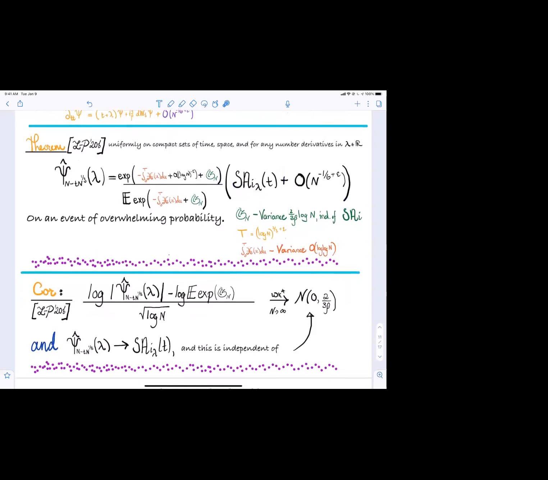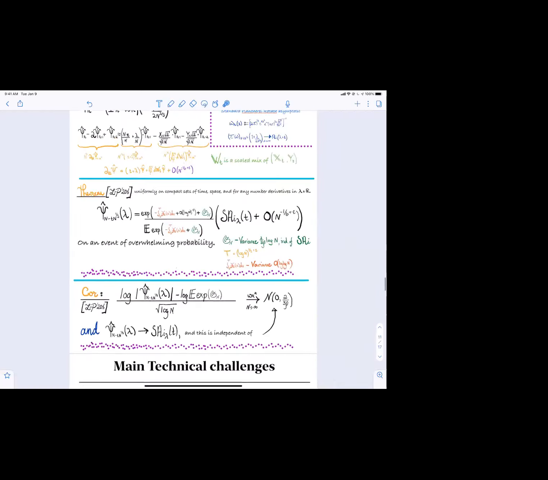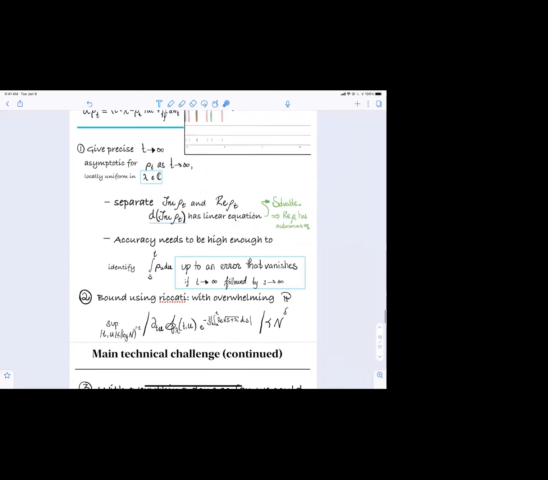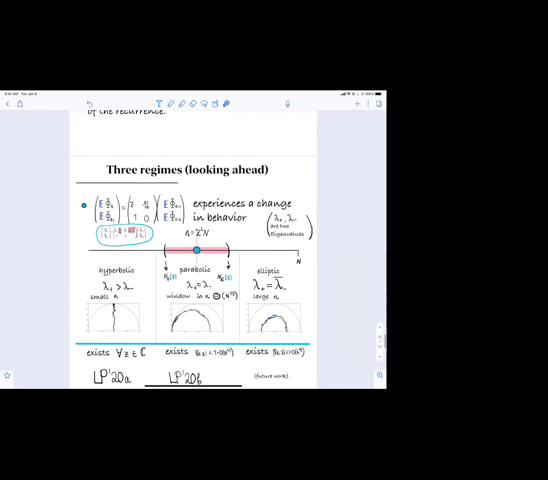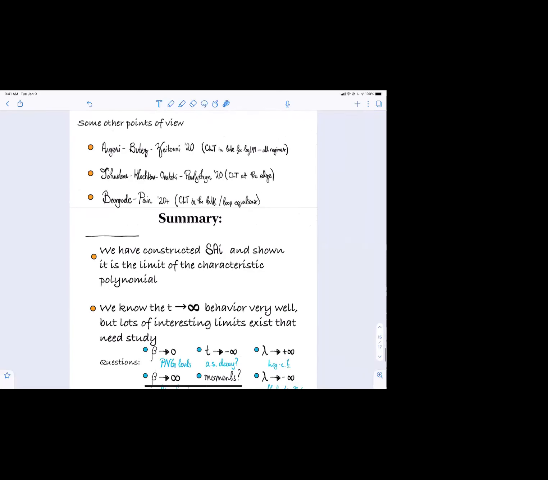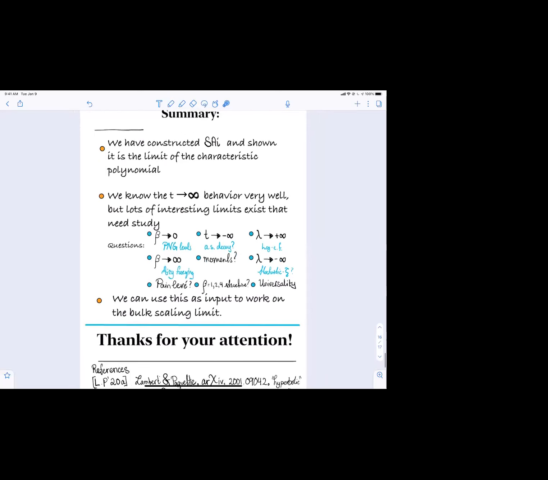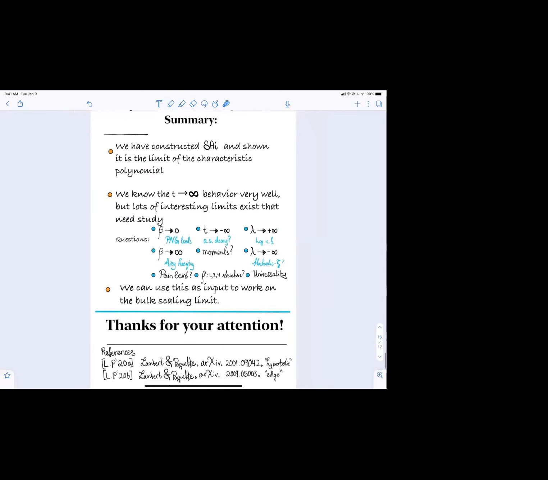Okay, I'm happy to talk more about that or to answer any questions. I'll scroll down and end. Here's some summary. There's lots of open questions about properties, about limits, about going into the bulk, about various things. But in any case, thank you for your attention. Thank you very much, Elliot, for the nice talk. Any questions?